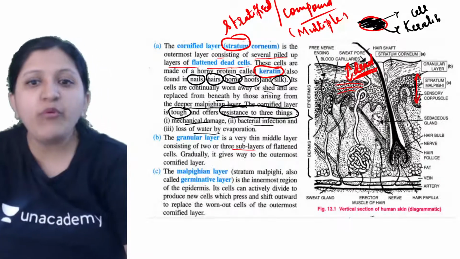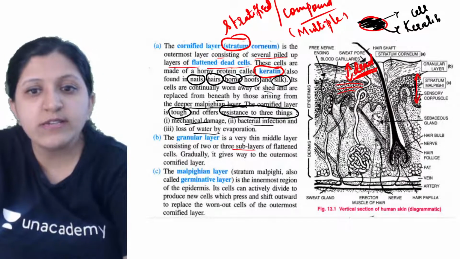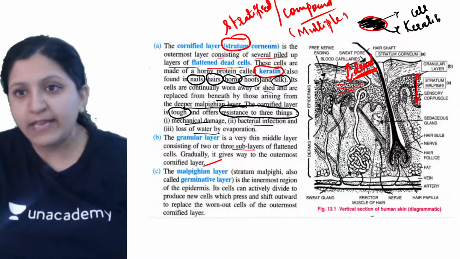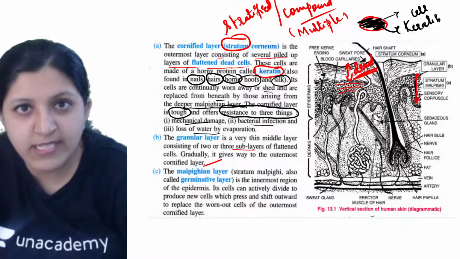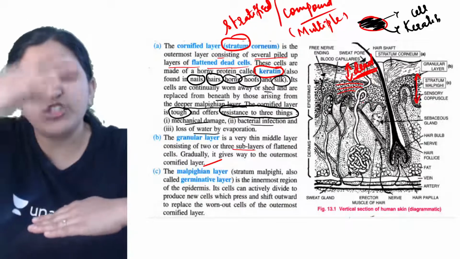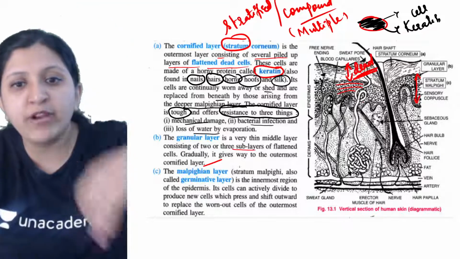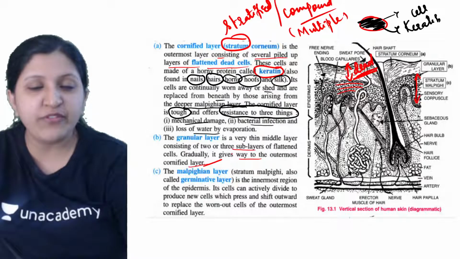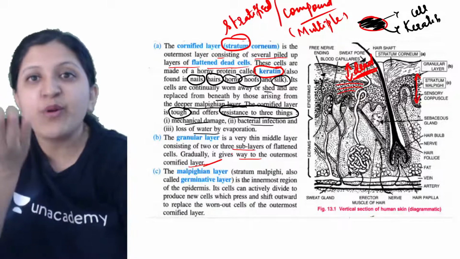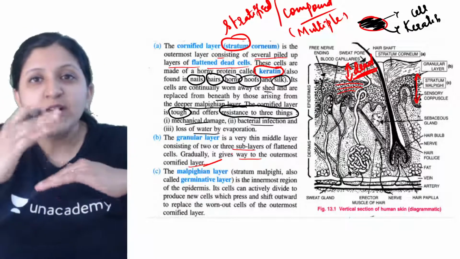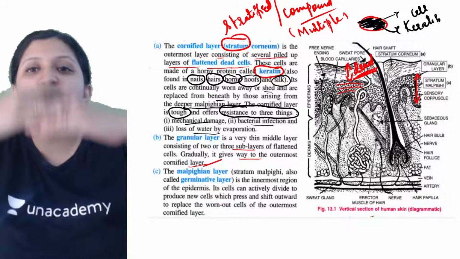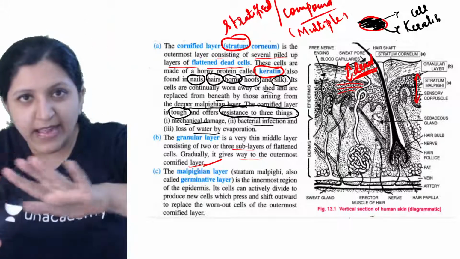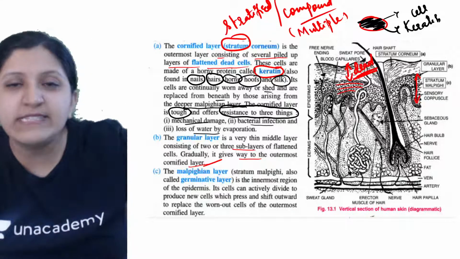Gradually it gives way to the outermost cornified layer as the cell division occurs in the Malpighian layer. So it will push the granular layer upward, and that is how gradually it gives way to the outermost cornified layer as the pressure is built from inside. As the cell division occurs, new cells will push away the granular layer, and this granular layer will push away the cornified layer, and that is how older or dead cells are gone.